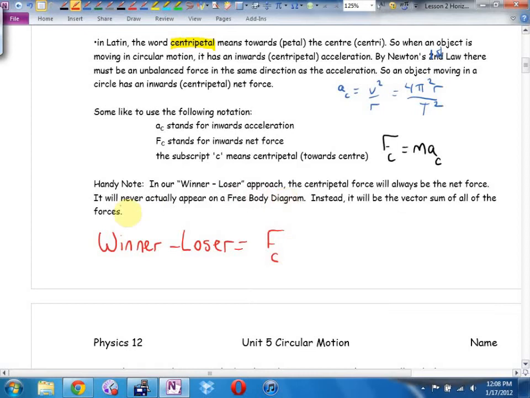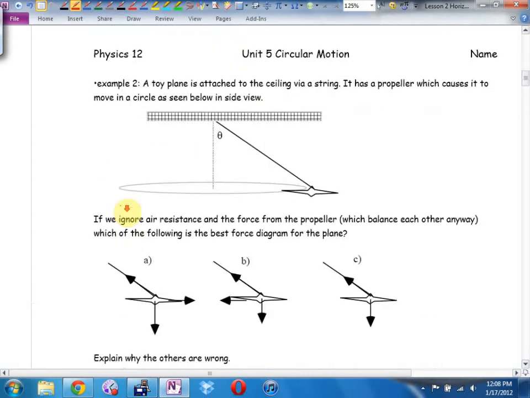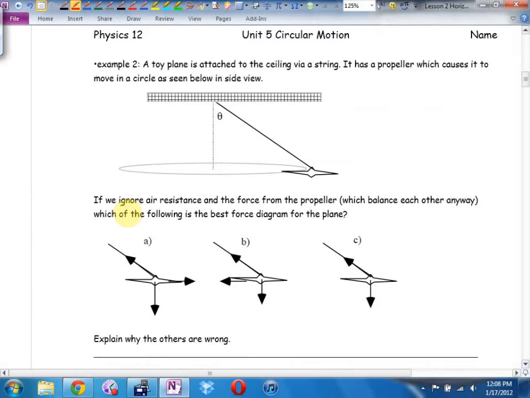For example, a classic children's toy. I need to buy another one. I bought two, and both of them haven't worked, so I'm going to go hunting for a good one. You sometimes see them in department stores. They have a toy plane hanging from the ceiling, and the plane is moving around in a circle like this from the ceiling. We call this a conical pendulum. A pendulum because you have a mass on the end of a string. Conical because the shape that it traces out is a cone. See the kind of upside down ice cream cone there?